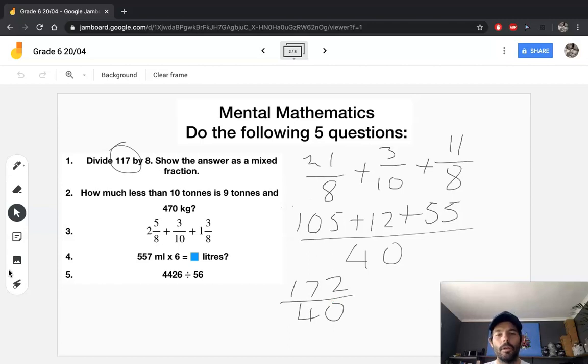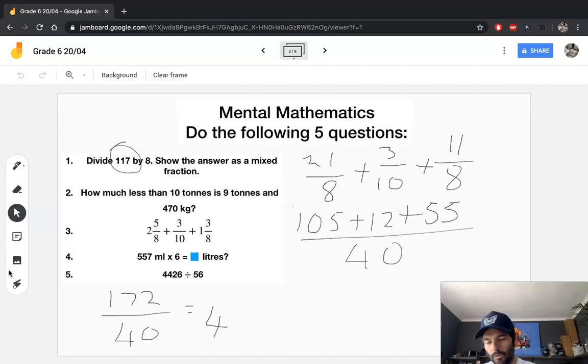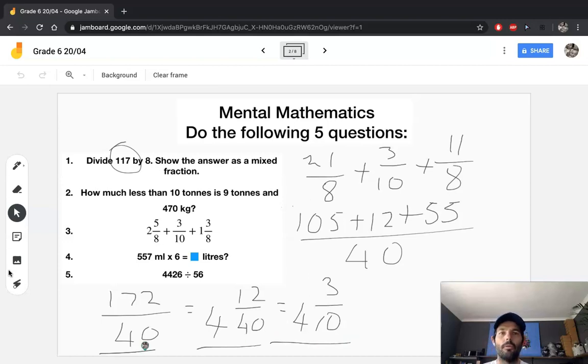Okay, and if you needed to simplify that, I'm just going to write that there for a little bit more space. Okay, 40 goes into 172 4 times. I'm left with 12 over 40. Okay, and then that can be divided by 4. 4 goes into 12 3 times, and into 40 10 times. Okay, so that's your answer if you need to convert it to a mixed numeral. Just remember that all three of these fractions are equivalent. Okay, that one is just a simpler version of the one before.